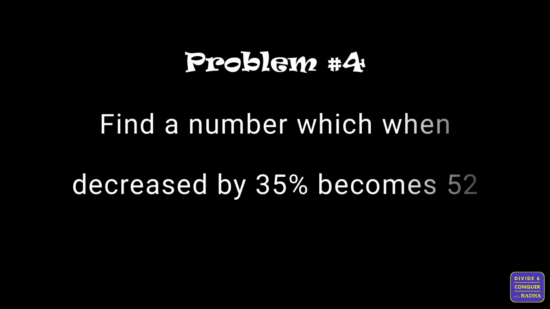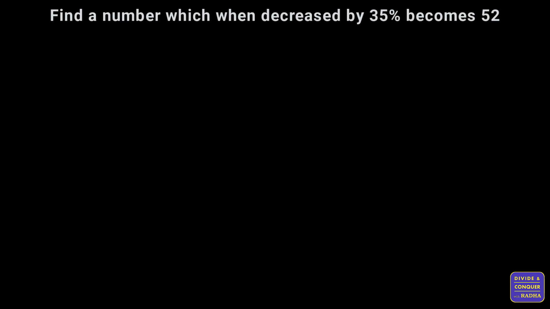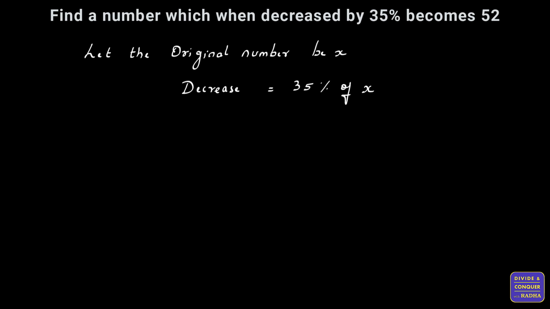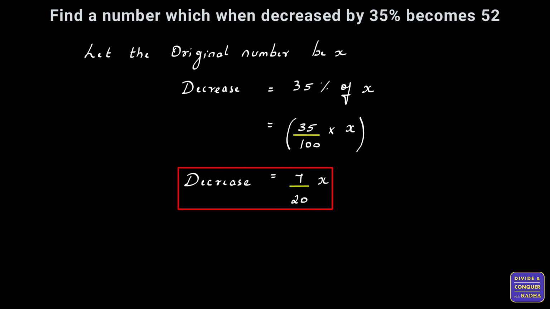Find a number which when decreased by 35% becomes 52. Let's assume the original number to be x. Decrease is equal to 35% of the original number, that is 35% of x. Now converting percentage form to fractional form, we get 35 by 100 into x. 35 by 100 can be reduced to lowest terms. 5 is a common divisor. So 5 times 7 is 35 and 5 times 20 is 100. So decrease is equal to 7 by 20x.